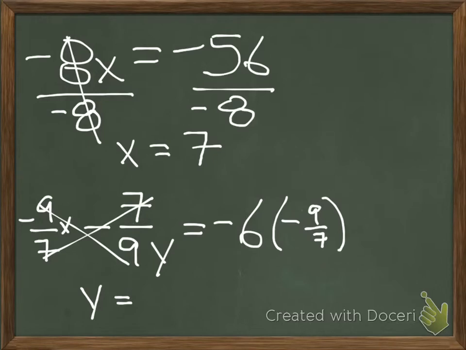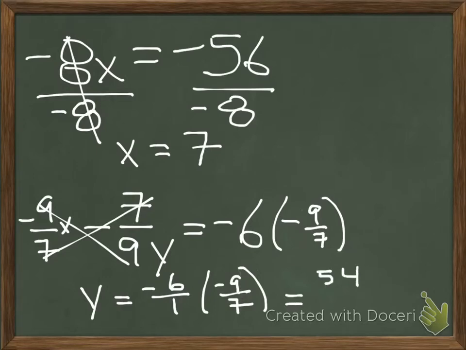And then we have negative 6 times negative 9 over 7, so negative 6 over 1 times negative 9 over 7. We can just multiply the numerators together, which would be 54. And then we have divide by 7. It's going to be positive because you have a negative times a negative. So 54 divided by 7 is actually as simplified as we can get. So that's our answer.